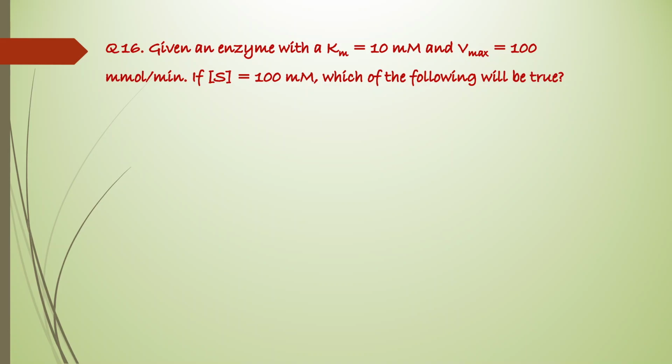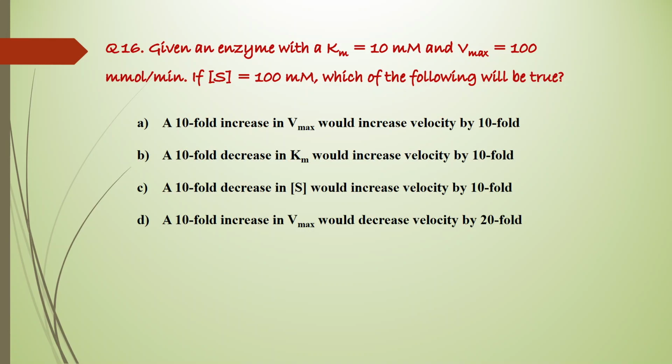It states that given an enzyme with a Km equals to 10 millimolar and Vmax equals to 100 millimolar per minute and substrate concentration, that is S concentration, is 100 millimolar, which of the following will be true? Okay, so they have given us the values for Km, the value for Vmax and the substrate concentration. Now there are 4 options, out of which you have to choose the correct one.